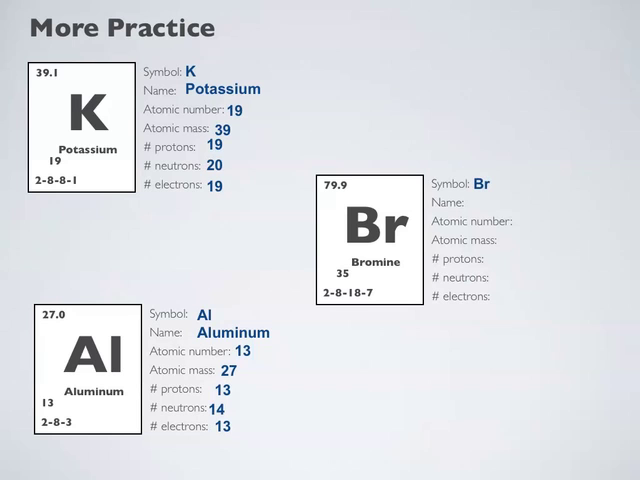Abby, name? Bromine. Atomic number, Megan? 35. Atomic mass, Raymond? 79.9. Protons, Sierra? 35. Neutrons, Maya? 45. And electrons, Rowan? 35.